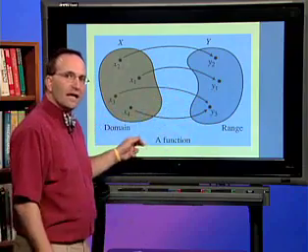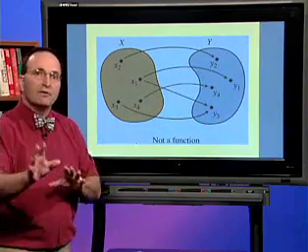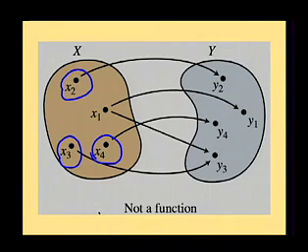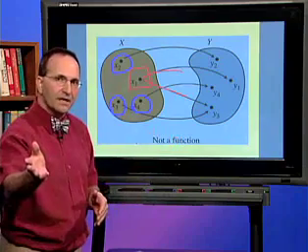But let's take a look at another figure, which is an example that's not a function. And the reason for this? Well, let's look at what happens to x2, which is okay. In fact, x3 and x4 are okay. But now, what about x1? Well, the problem is x1 goes off to two different values, which means it's not a unique mapping that's occurring. So this would not be a function.